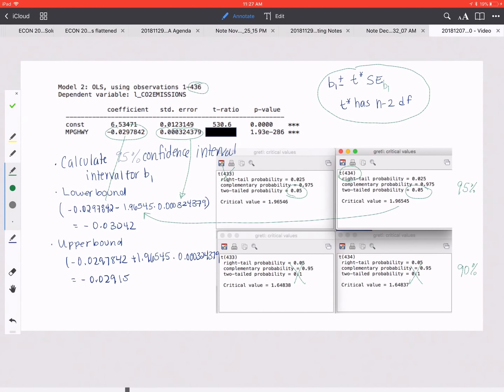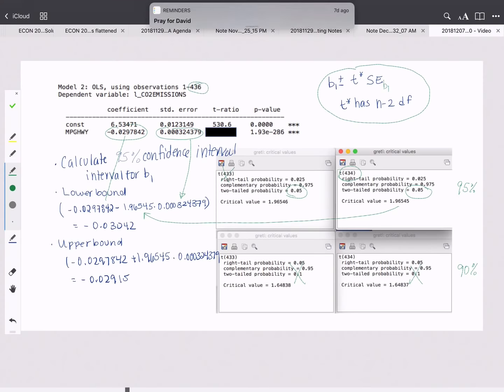What this tells us is that for a 1 unit increase in miles per gallon on the highway, CO2 emissions go down between 2.915 and 3.042%.